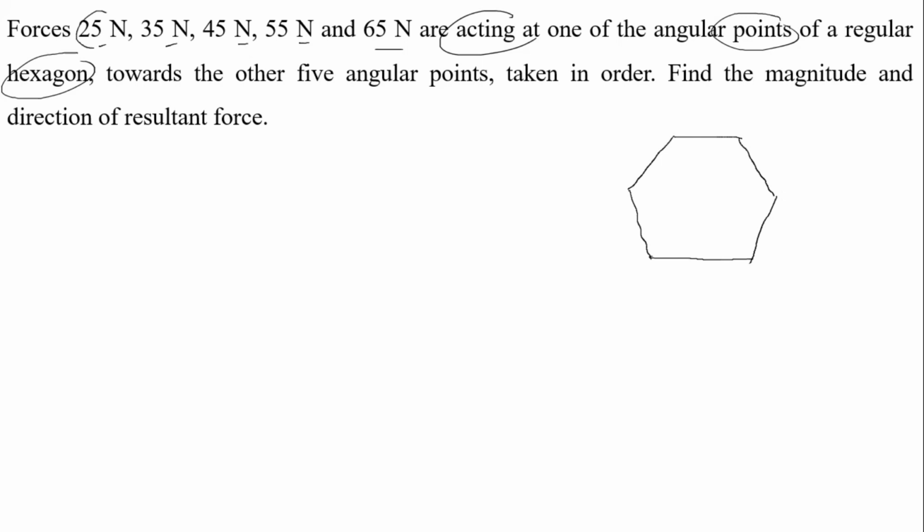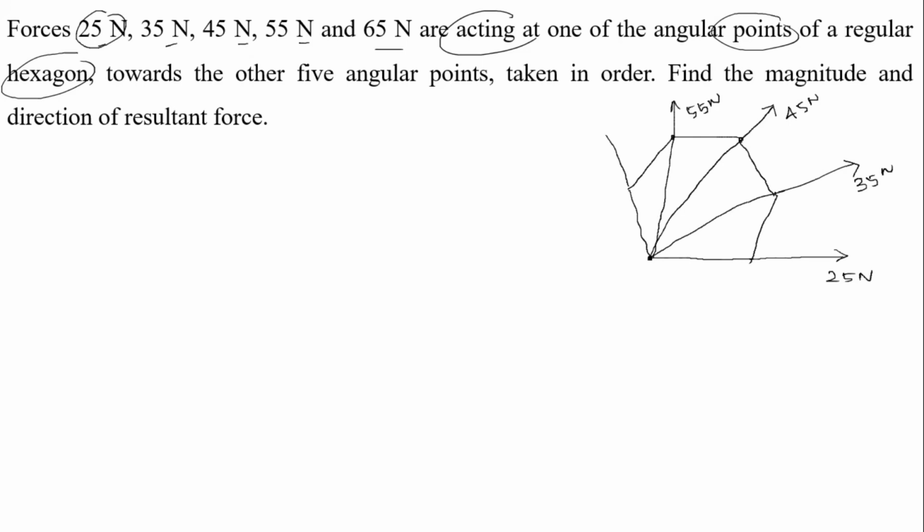So, first force is 25 Newton. 25 Newton is acting in the horizontal position. This is called 25 Newton, and the next angular position, from this corner draw a line. So, this is called 35 Newton. Similarly, from one more corner draw a line. So, this is 45 Newton, and through this corner draw a line. This is 55 Newton and the last one is this. So, this is 65 Newton, right. So, this is the problem.